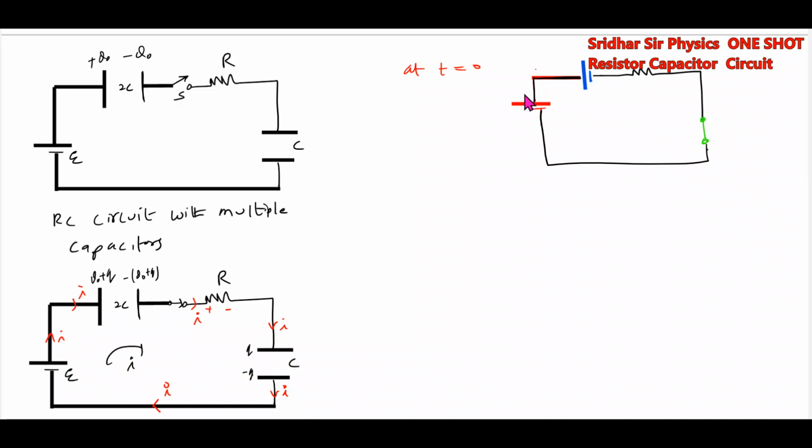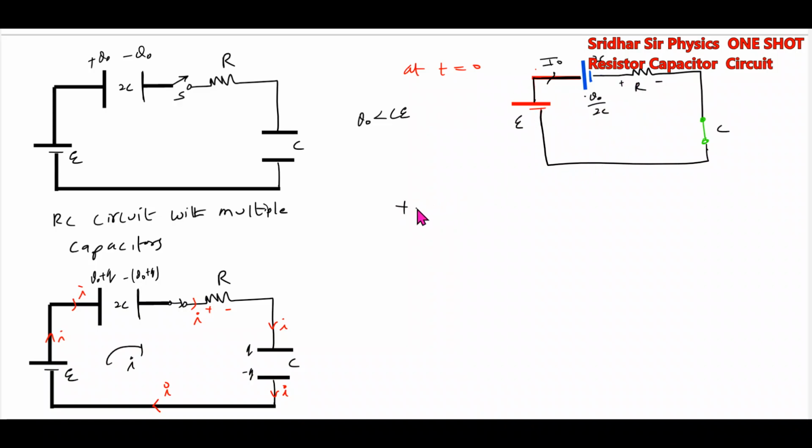Hope you are getting it. What is this battery? This is the applied EMF. This is due to capacitance. The 2C capacitor will behave like a cell. Then how much EMF will this be? Q naught by 2C. This is a resistor, and this is a capacitor, short circuit. Then the current I naught will initially flow here. We'll assume that Q naught is less than C, so the current will initially flow like this.